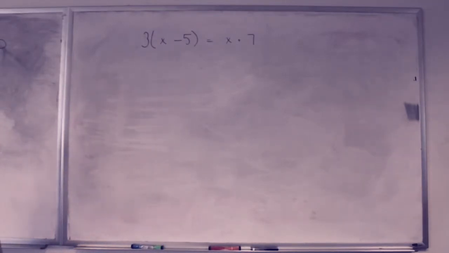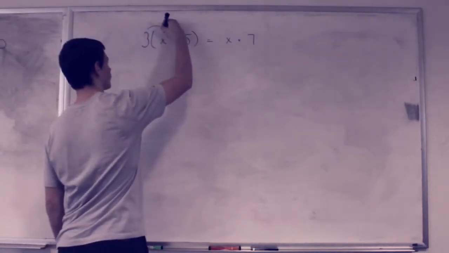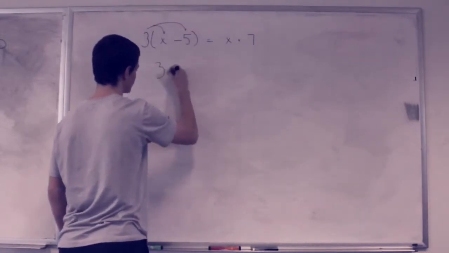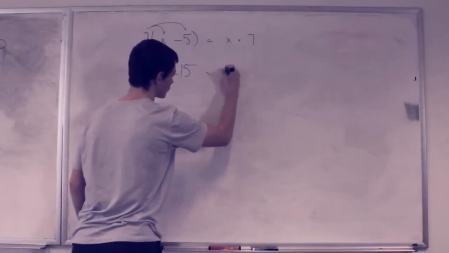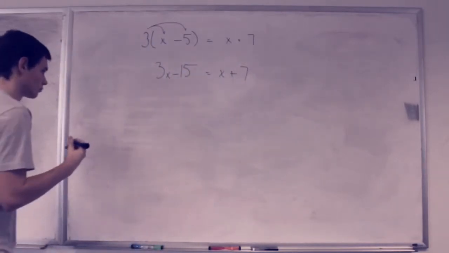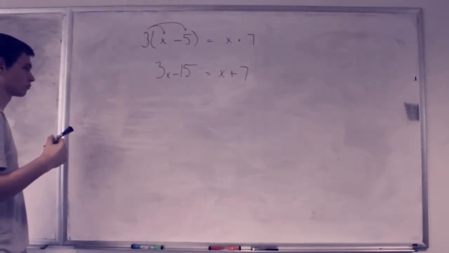x minus 5 equals x plus 7. The first step is to distribute 3 into the x and negative 5. After the distribution of the 3, you should end up with this equation, 3x minus 15 equals x plus 7.